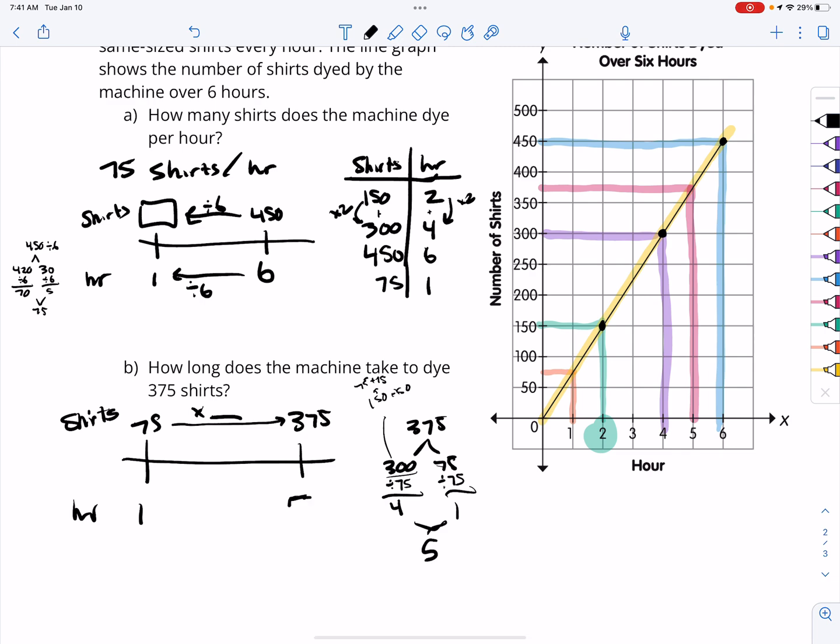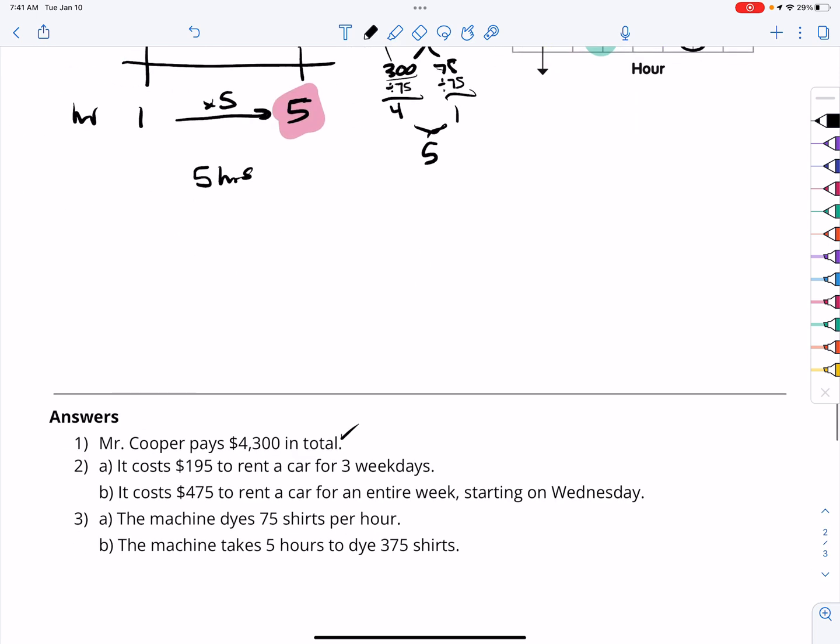So there are 4 plus 1, which is 5. And that would get us our answer: it would take 5 hours, which, you know what, did match what we looked at on our graph. So pretty awesome.